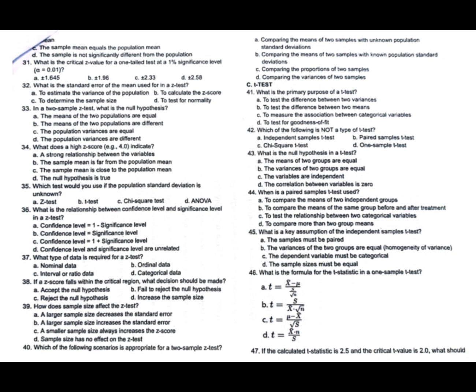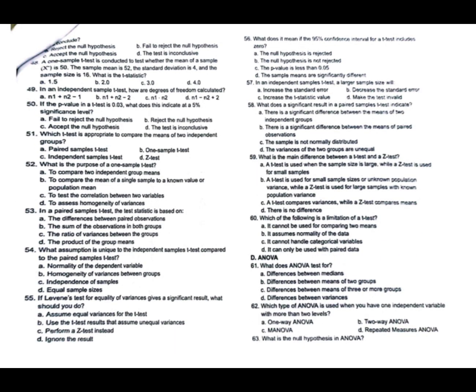If the calculated t-value is 2.5 and the critical value is 2.0, what is the answer? So the answer would be letter A. So a one-sample t-test is conducted to test whether the mean of the sample is 50. The sample mean is 52. The standard deviation is 4. The sample size is 16. What is the t-statistic? So the answer is B, 2.0.